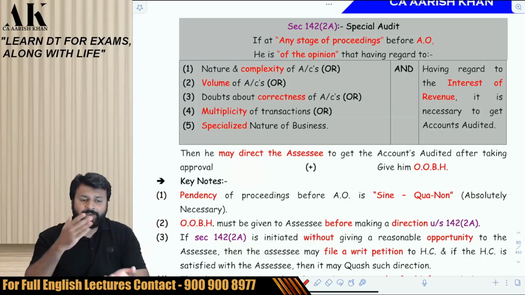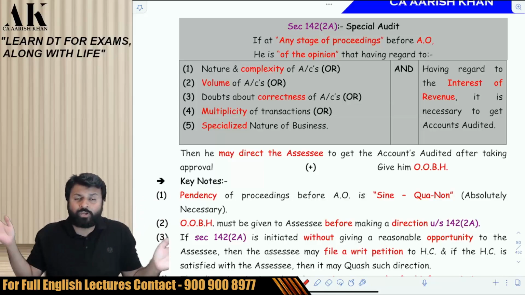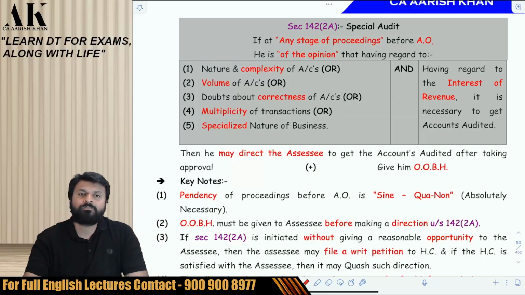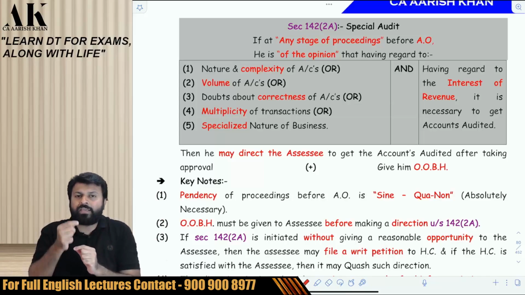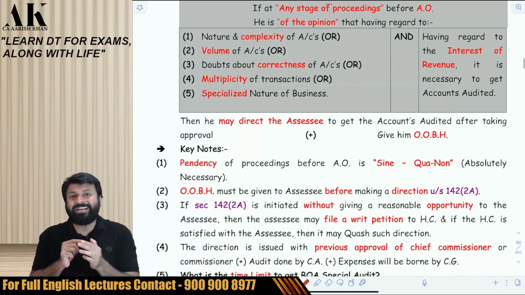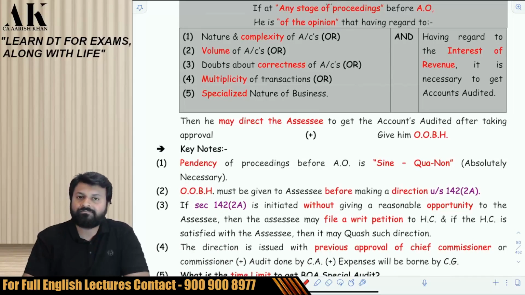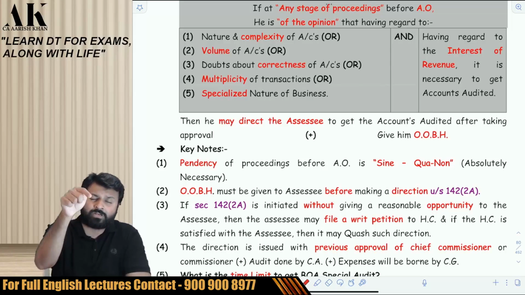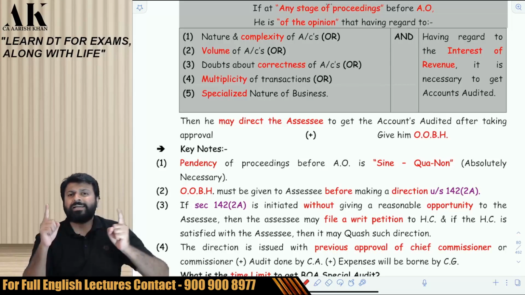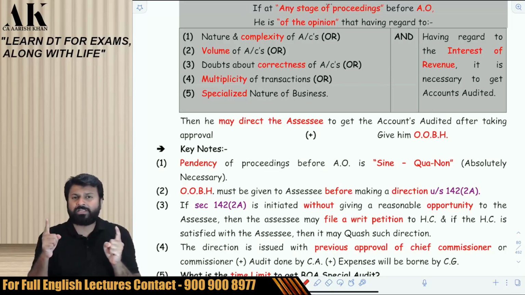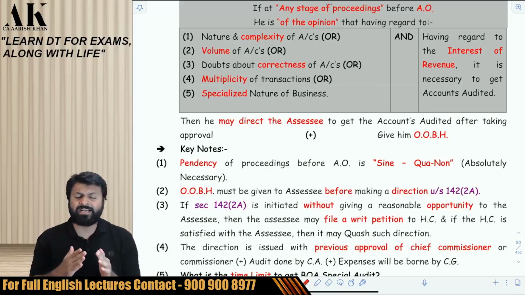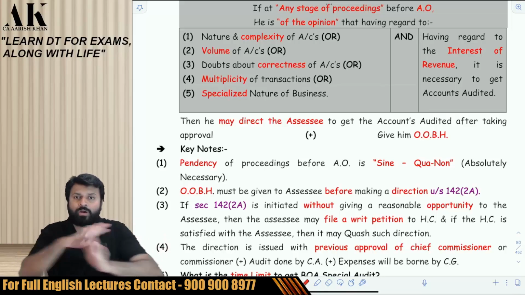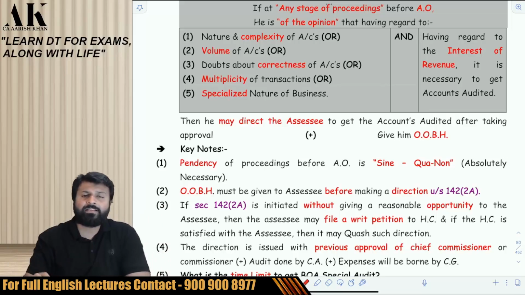So in that case, when the assessment is going on, at the time of pendency of the proceeding, if the AO forms an opinion that these things are happening and it is going to hurt the interest of the income tax department, it is going to cause a loss to the department if these assessees' books of accounts are not seen properly, then he may direct the assessee to get the accounts audited, specially audited.